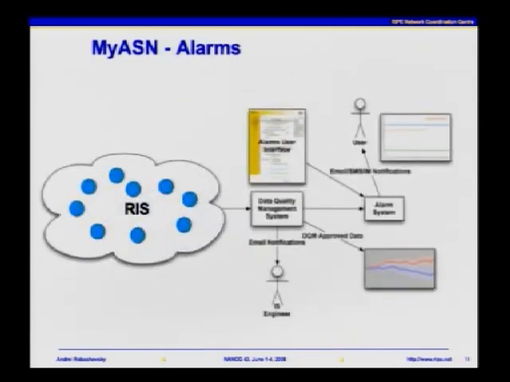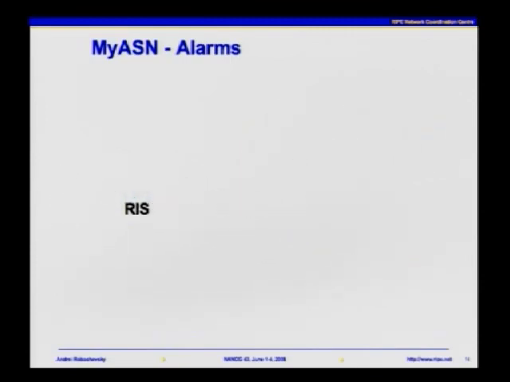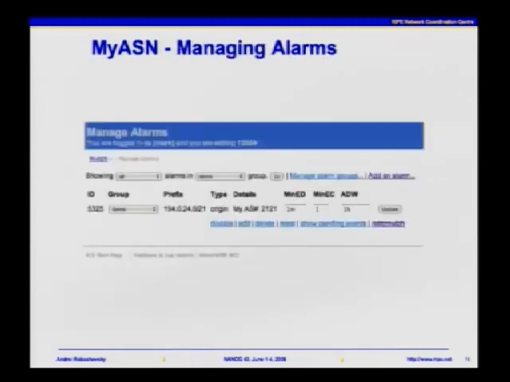Well, again, the idea is simple. MySN allows you to specify certain conditions, filters, and RIS data will be filtered. Those filters are looking for conditions. If conditions are matched, you, as a MySN user, will be notified. So let's log in and look at MySN alarms.